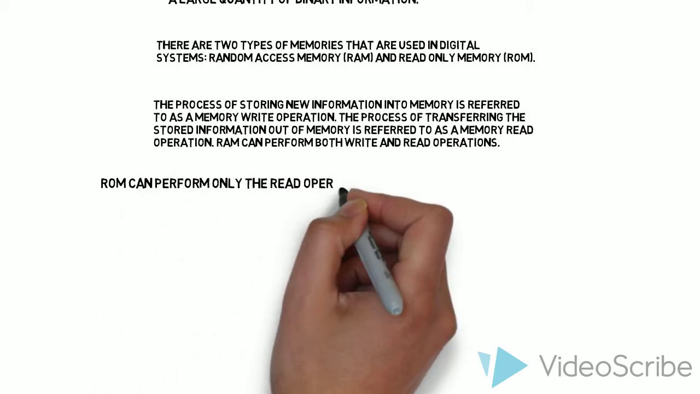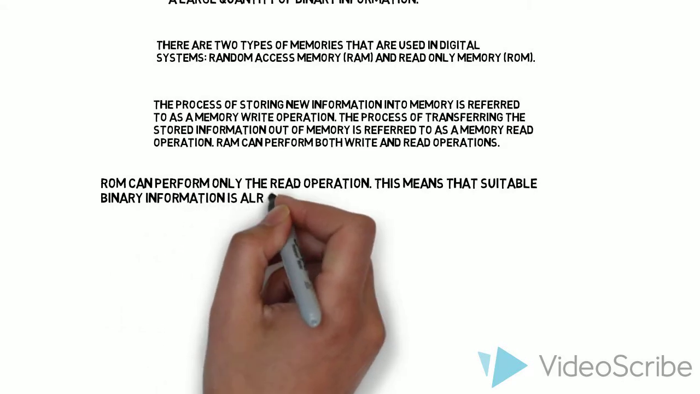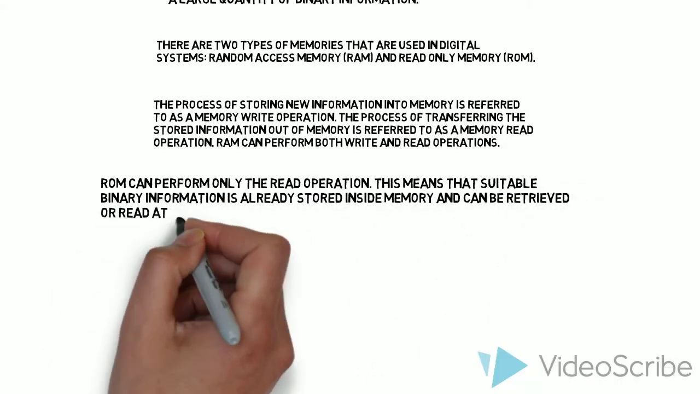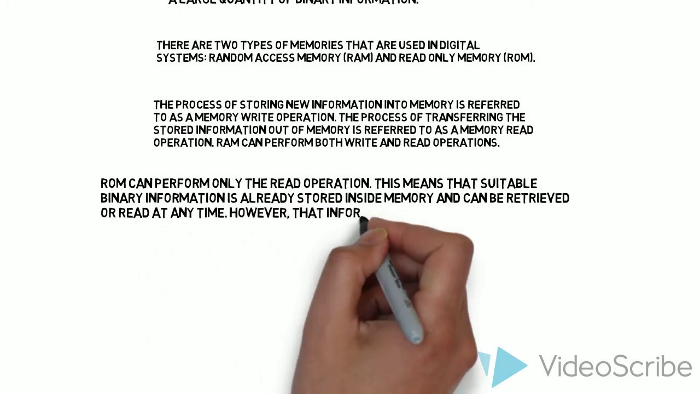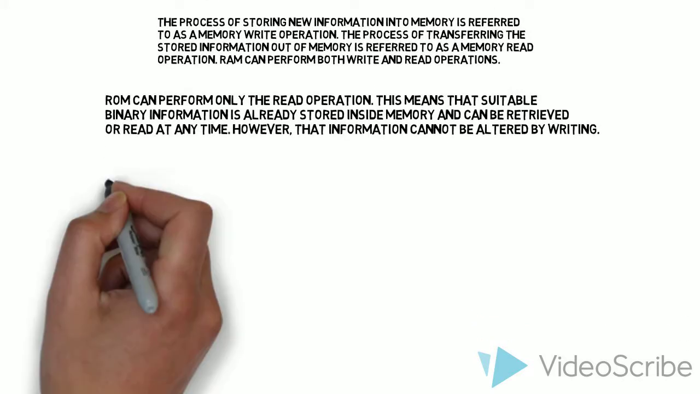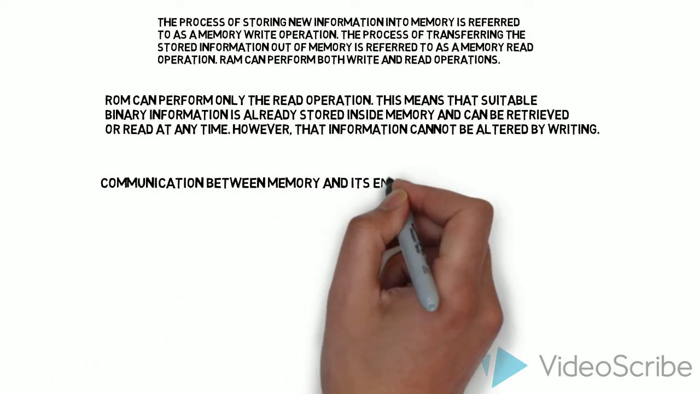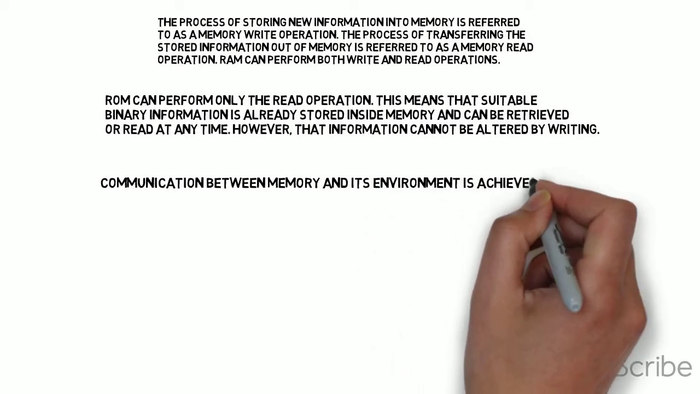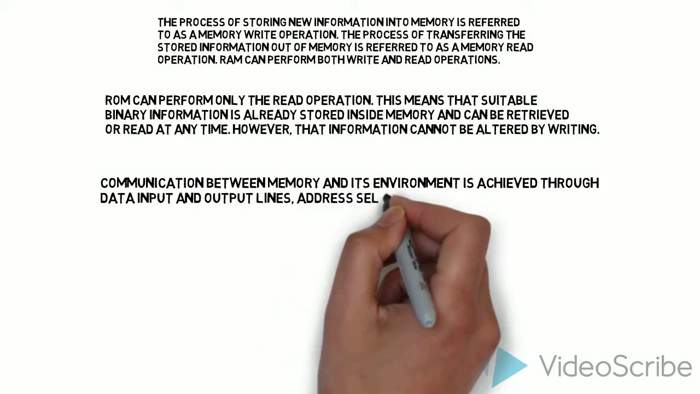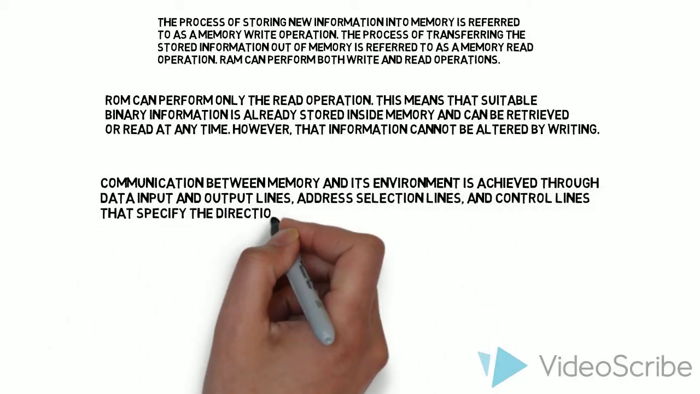ROM can perform only the read operation. This means that suitable binary information is already stored inside memory and can be retrieved or read at any time. However, that information cannot be altered by writing. Communication between memory and its environment is achieved through data input and output lines, address selection lines, and control lines that specify the direction of transfer.